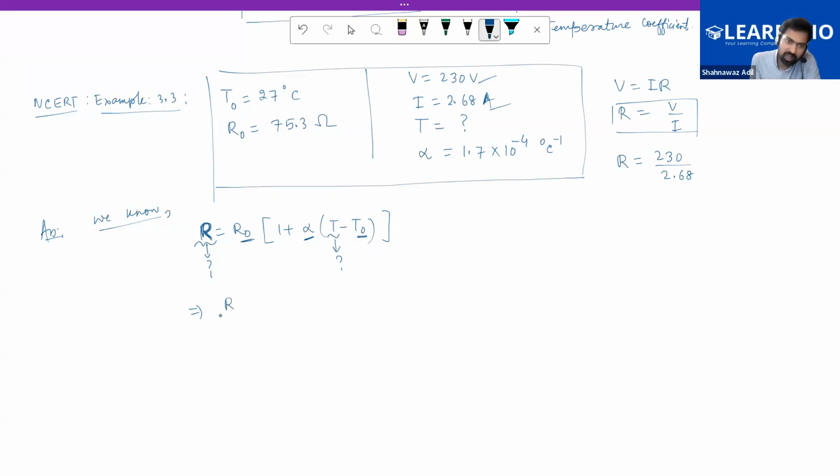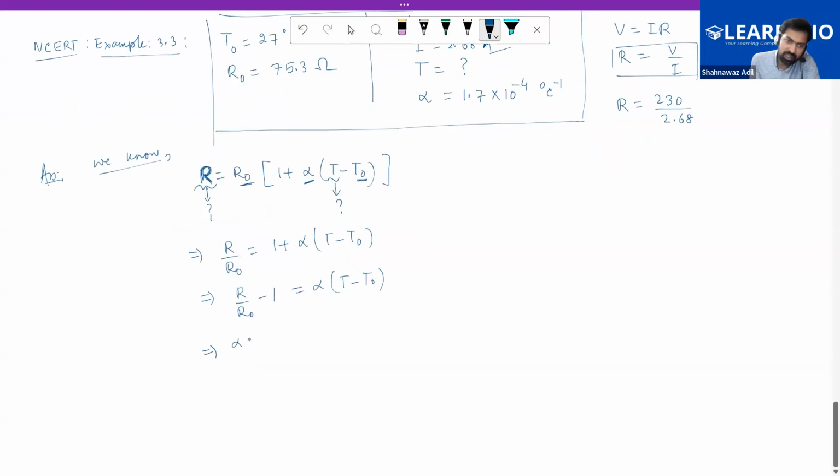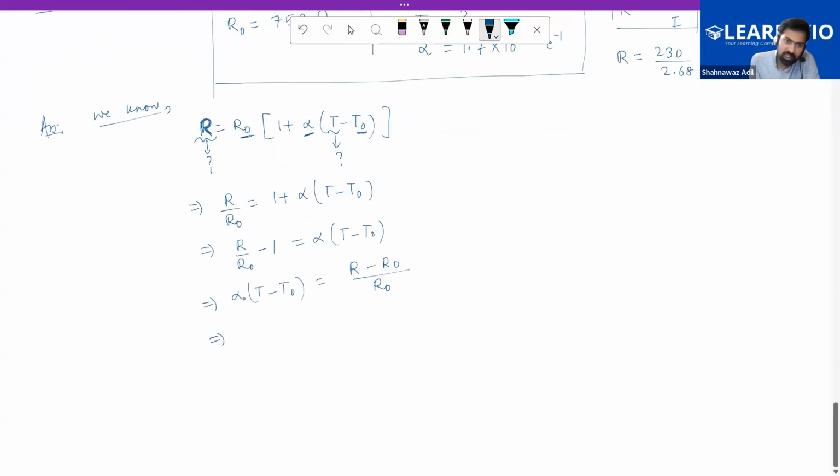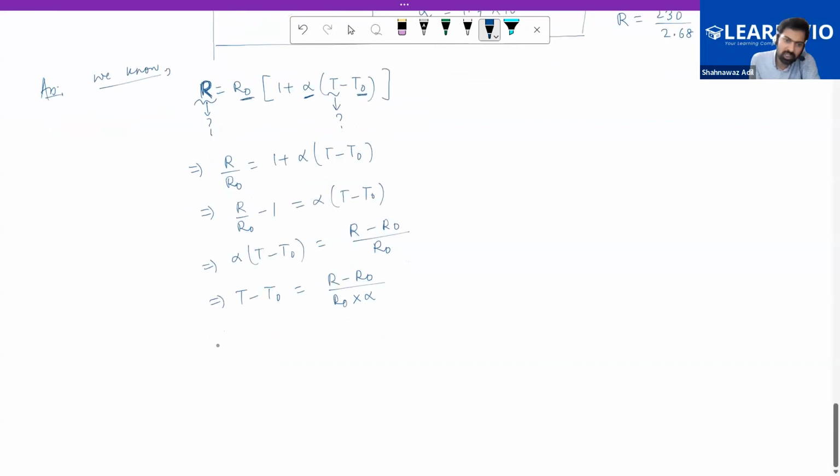We know that R by R naught is 1 plus alpha into (T minus T naught). We take this one to the other side. So R by R naught minus 1 is alpha into (T minus T naught). We write this in the left hand side and take the LCM, so this becomes (R minus R naught) divided by R naught. Then we take alpha to the other side. So T minus T naught is (R minus R naught) divided by alpha into R naught. So we can calculate the temperature: T is T naught plus (R minus R naught) divided by alpha into R naught.